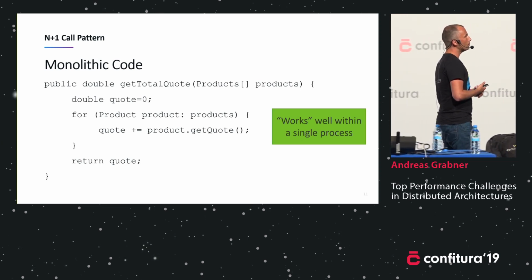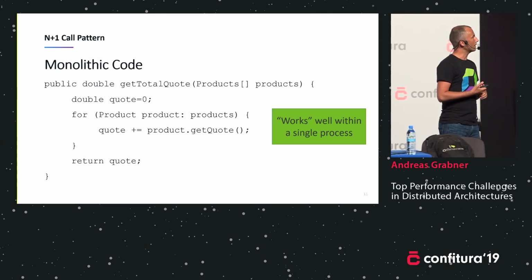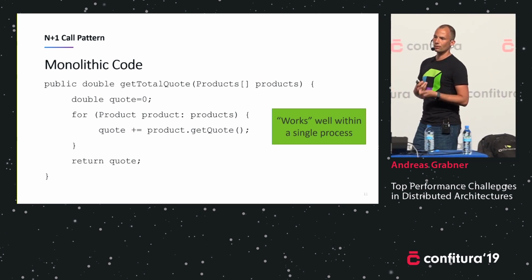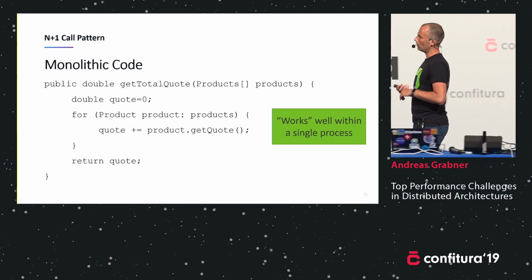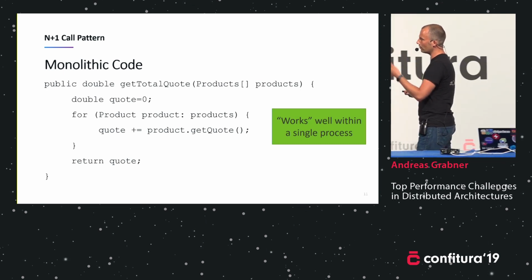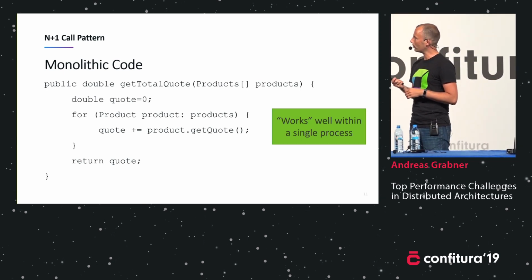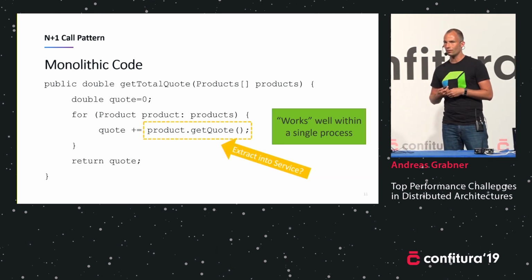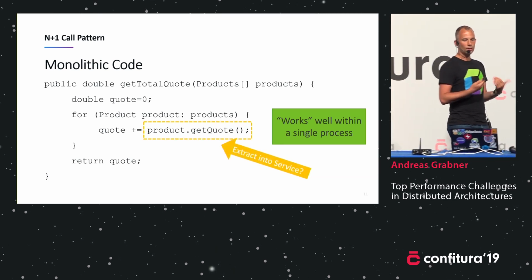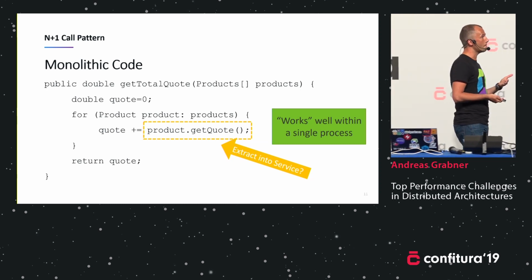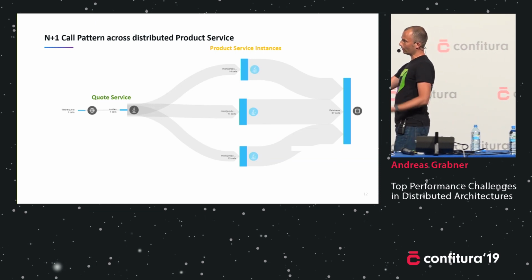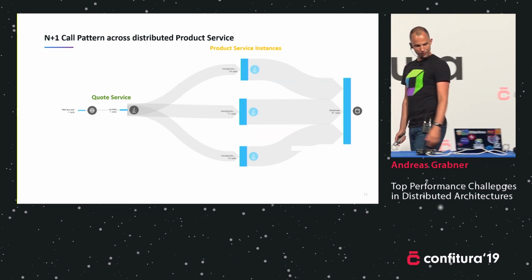A very simple loop that is summing up a total quote of different products in an insurance application. Very simple loop, right? Works well within a single process. But if you're, for instance, externalizing one of these calls into an external service, this can become a problem. And this is actually from one of the customers that I've worked with.